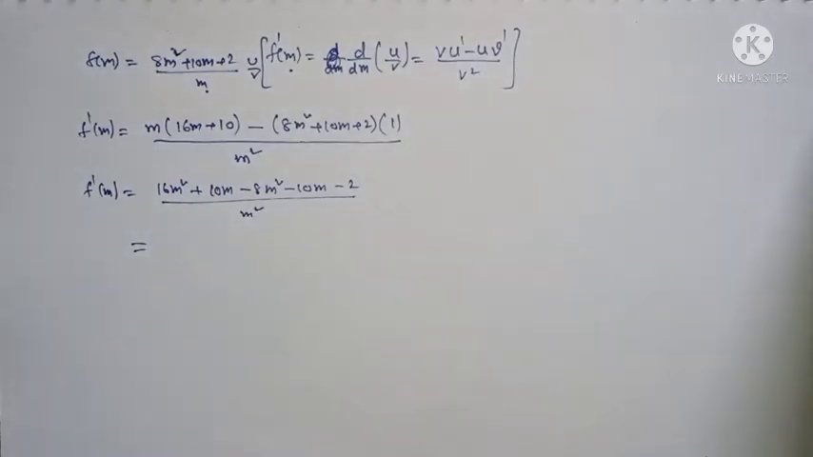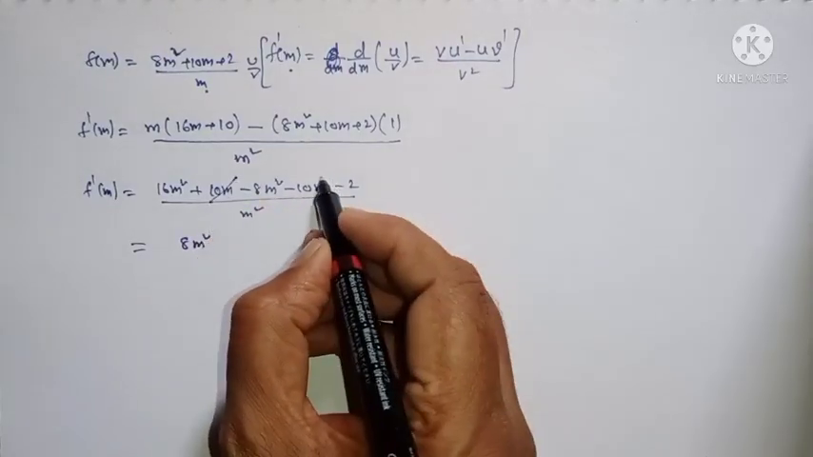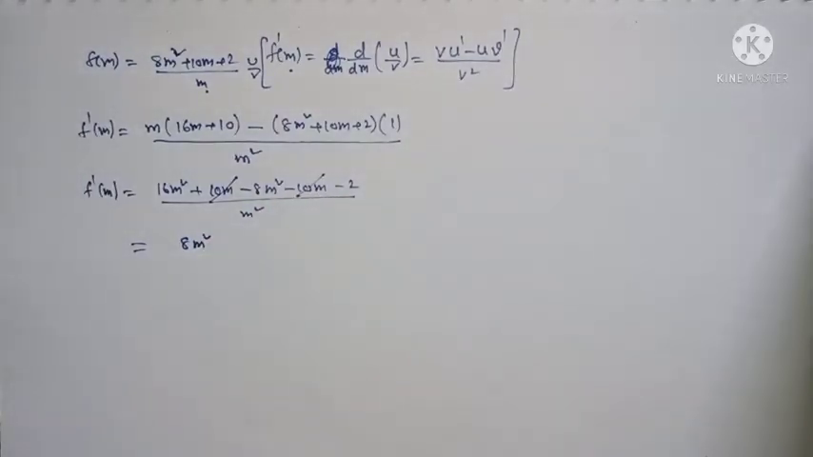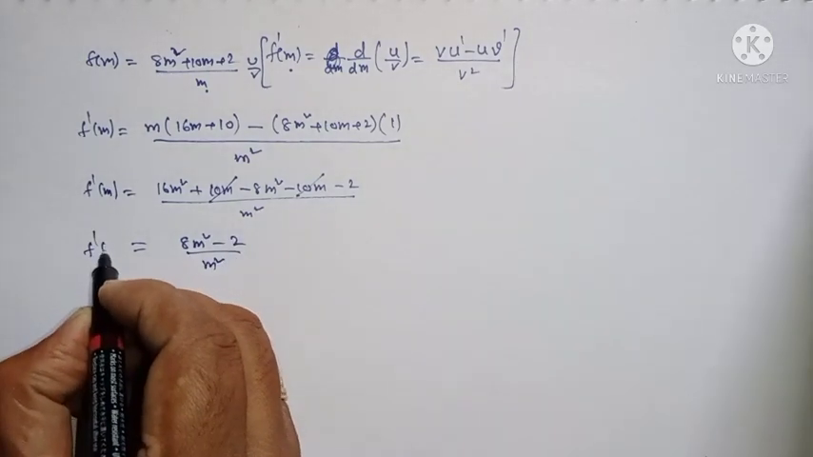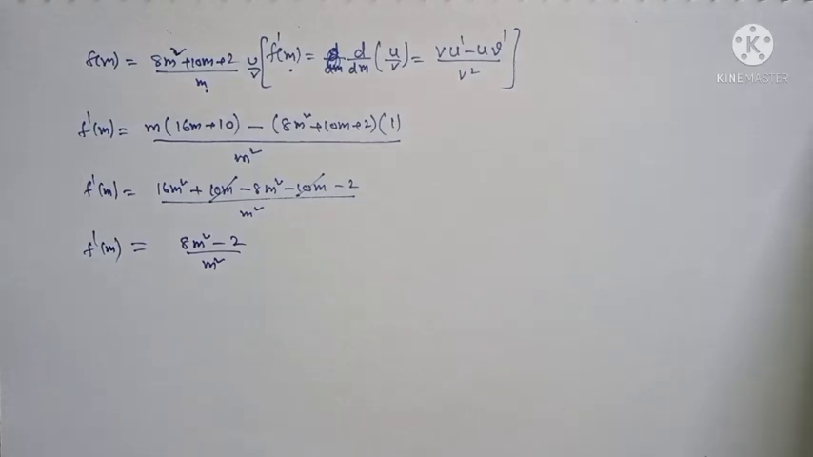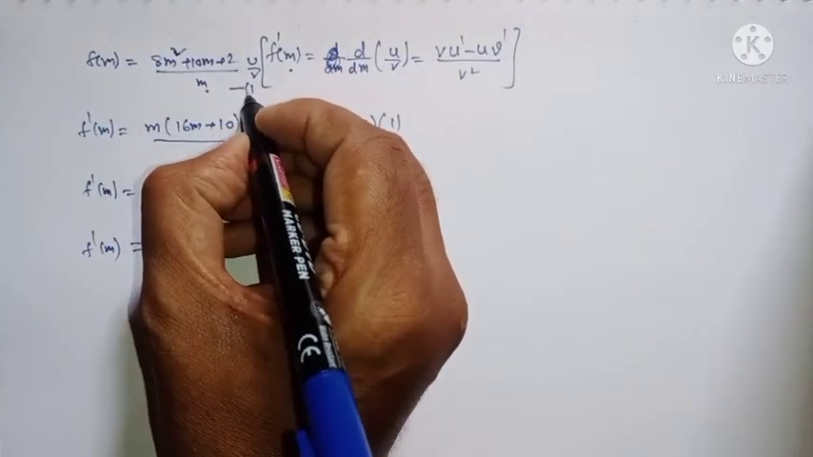16m² minus 8m² gives 8m², and 10m minus 10m cancels, leaving minus 2 by m². So f'(m) = (8m² − 2)/m². You can call this equation number 1.